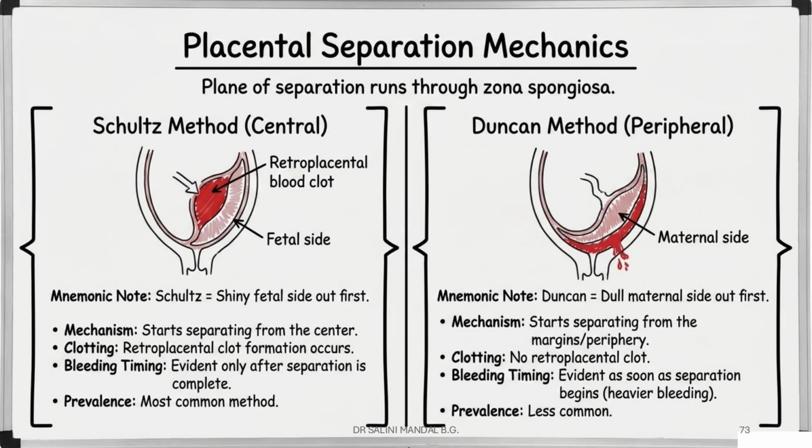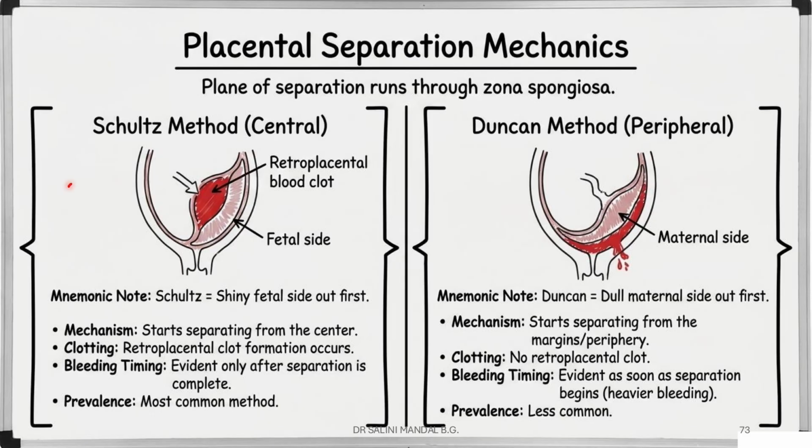Okay, so it starts separating from the center. So there is going to be retroplacental clot formation. Okay, we can see the bleeding only after separation is completed, and this is the most common one. Whereas in the Duncan method or the peripheral one, the maternal side is going to come out first. Dull maternal side is going to come out first. So when the maternal side is going to come out first, definitely bleeding is also going to come, right? So bleeding is evident as soon as the separation begins. Okay, heavier bleeding will be there. There is no retroplacental clot and all.